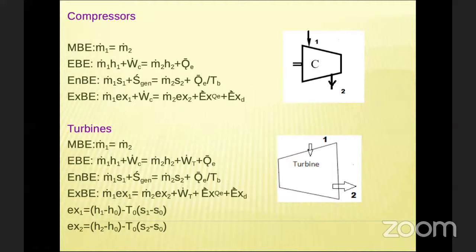Specific exergy at inlet, small letter, I am using specific exergy. Specific exergy at inlet and specific exergy at outlet, I am using h1 minus h0. If you remember the closed systems, I just used u1 minus u0, because in a closed system there is no enthalpy. We know that enthalpy is what? U plus PV. That is, enthalpy is internal energy plus flow energy.